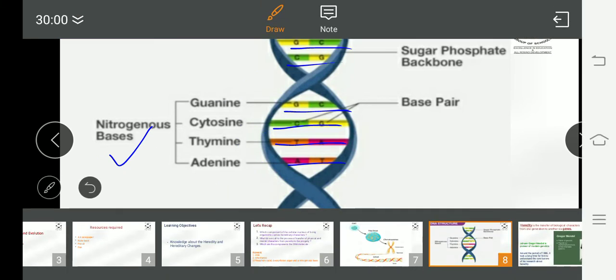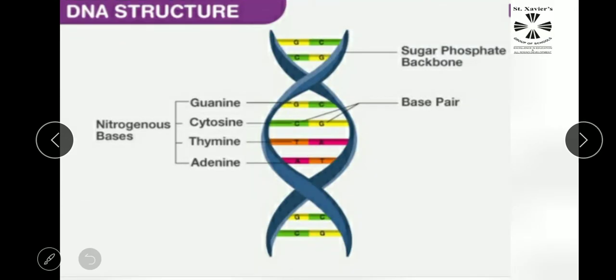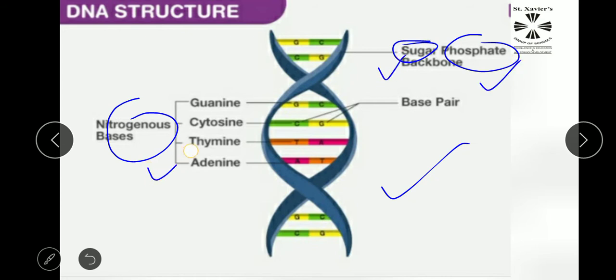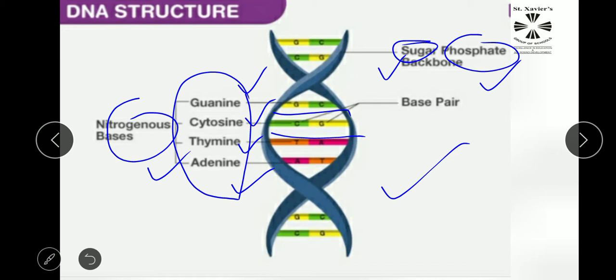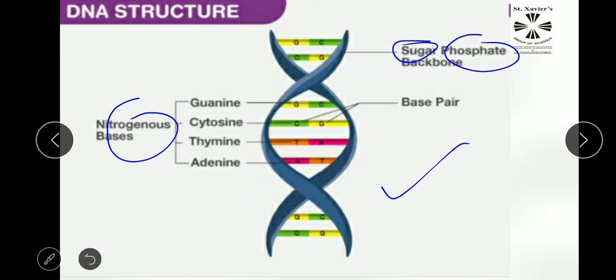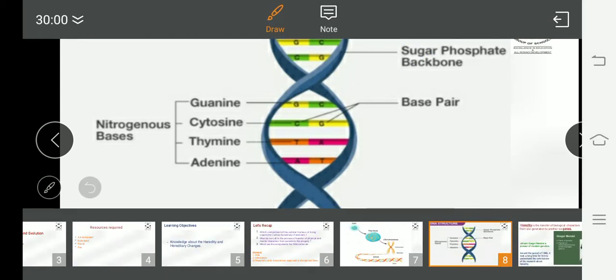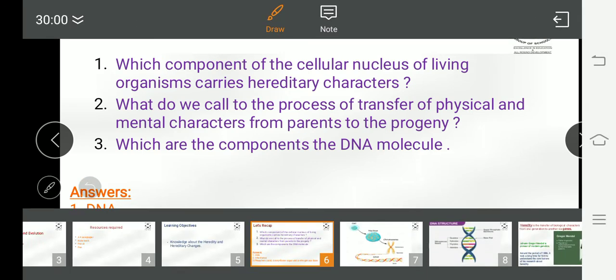So we basically have three components: deoxyribose sugar, phosphoric acid, and nitrogenous bases. DNA is made up of three components: sugar, that means deoxyribose sugar, phosphate, meaning phosphoric acid, and nitrogenous bases. Students, please remember, these four nitrogenous bases are always in pairs. Guanine pairs with cytosine and thymine pairs with adenine. I'll repeat: guanine and cytosine pair together, and thymine and adenine pair together. So this is about the structure of DNA. In short, we have studied the structure of DNA. Now we have all three answers. We can move to the next.